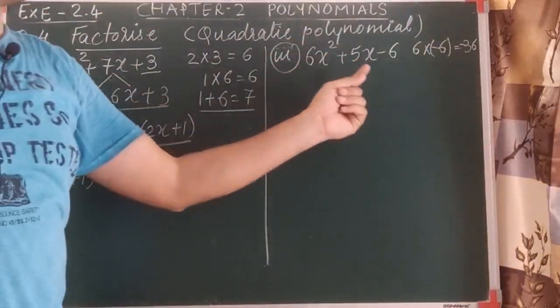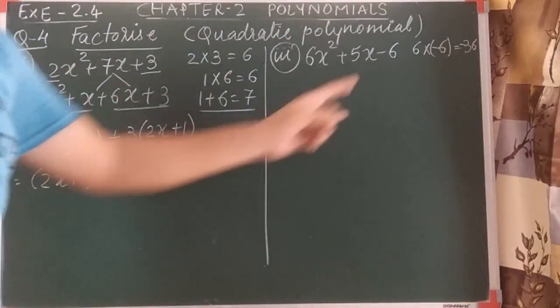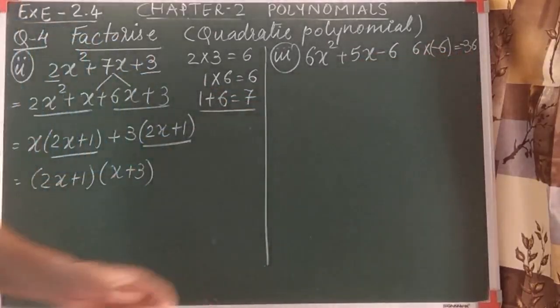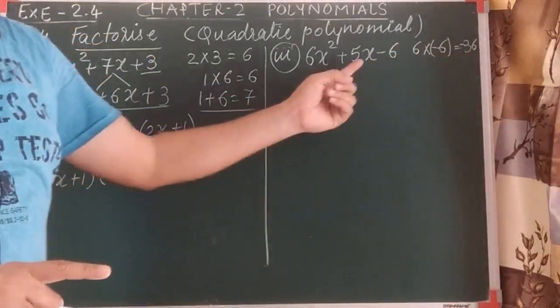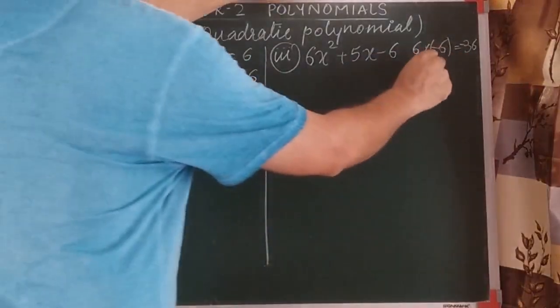Second, which term do we have to obtain? The middle term, plus 5. How do we obtain it? As the last term is minus as well as the product is minus, we have to find the factors of 36 and obtain 5 by subtraction. So let us write all the possible factors of 36.